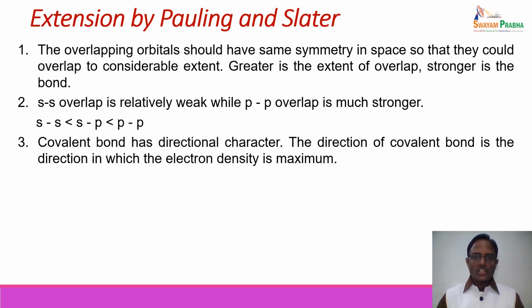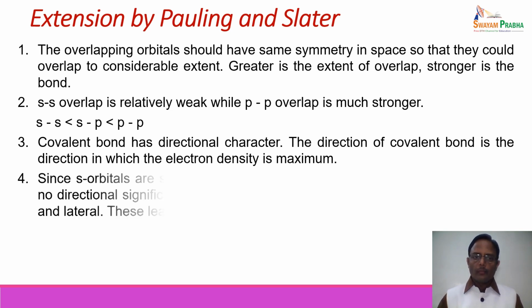Covalent bond has directional character, and the direction of the covalent bond is the direction in which the electron density is maximum. So if we have two atoms overlapping with each other, it is the internuclear axis about which normally the electron density is maximum, and that is the direction of the covalent bond.